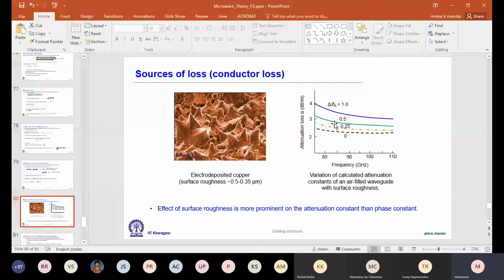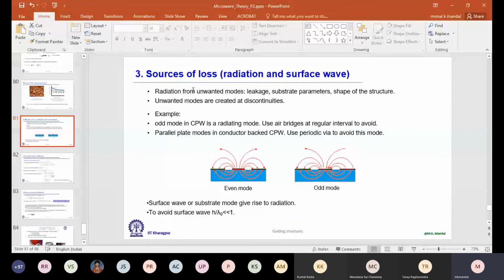Well, the third one is radiation loss. I don't think we have enough time, so it is better to take a few questions. It is actually the loss which is due to excitation of surface waves, and we may also have radiation from the discontinuities. Next I will explain in detail. Well, so now let us take a few questions.